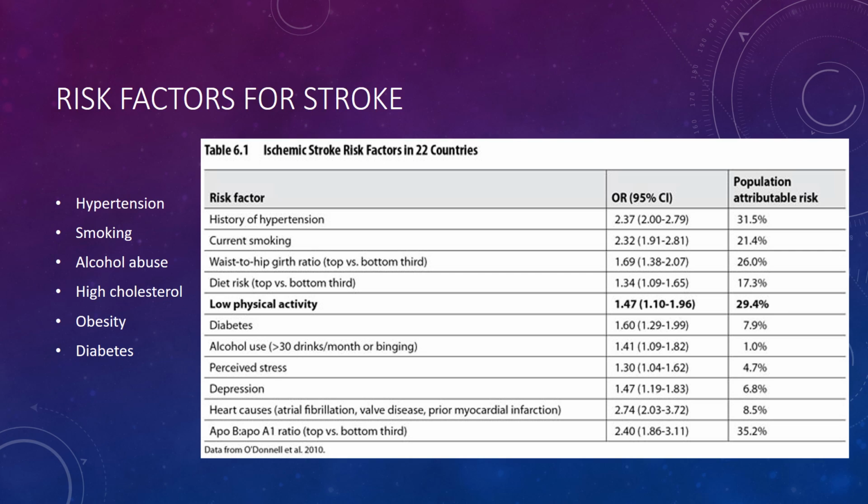Risk factors for stroke are very similar, if not the same, as risk factors for heart disease: hypertension, smoking, alcohol abuse, cholesterol, obesity, diabetes. And you can see that low physical activity is included in this table 6.1 on your screen. The population attributable risk is 29.4%, which means that if we got rid of low physical activity, if everyone was physically active, 29.4% of stroke cases would go away.